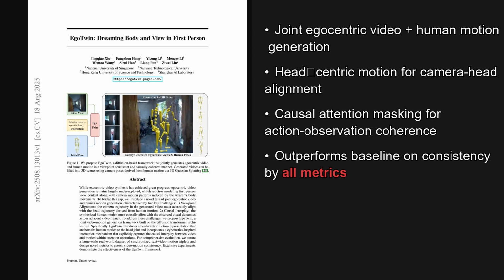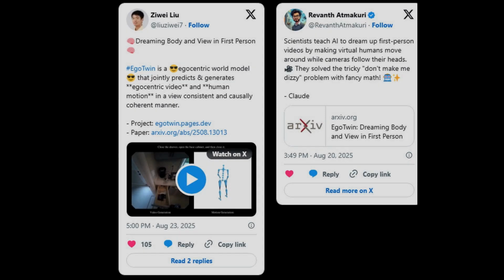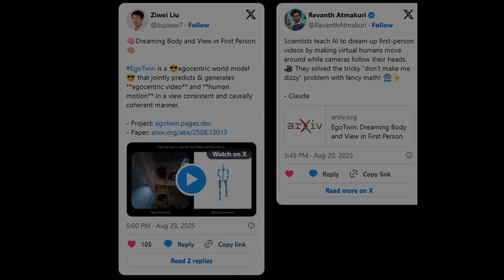In short, the model uses a diffusion-transformer with head-centric motion, causal attention, and asynchronous diffusion to achieve viewpoint consistent, causally coherent results. Building on that, the tweets highlight an egocentric world model that jointly generates first-person video and matching human motion, emphasizing coherent head-aligned camera movement. One post calls out solving the dizzy camera problem with clever math.